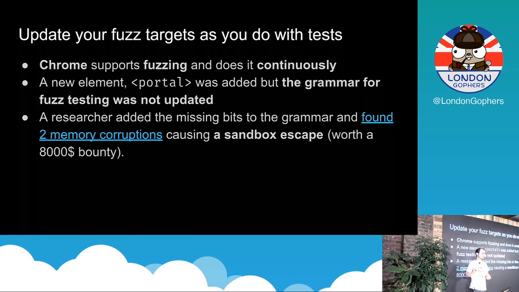Chrome supports fuzzing. Just to give an example of what is being fuzzed nowadays. But they didn't update their tests when they added the last element. They added the portal element, and they forgot to change the fuzz target. So some hackers did that for them. Good of them. And they won 8K by just reporting two memory corruption vulnerabilities. So as you update your unit tests when you change your code, update your fuzz targets. Because if you add functionality, it should be fuzzed too. Also, portal element, bad idea on so many levels.